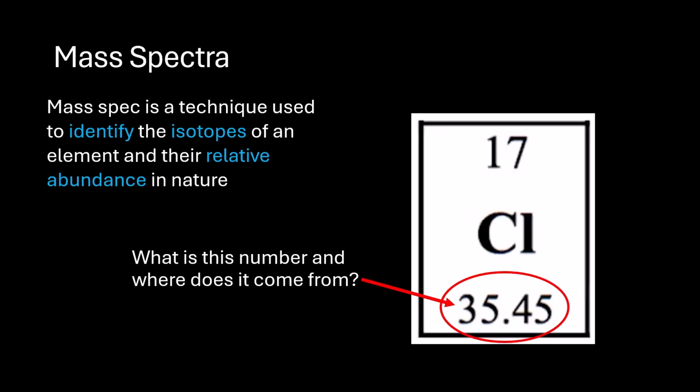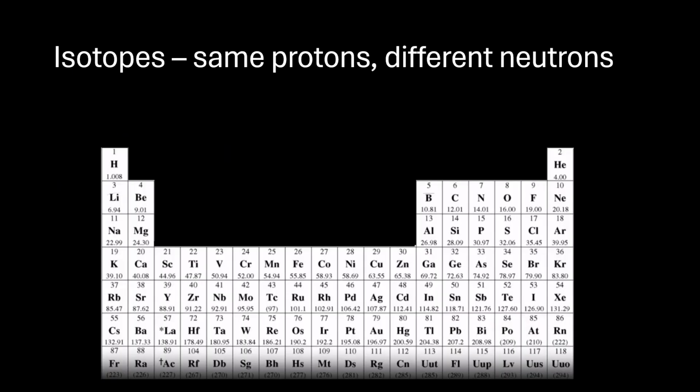Basically, mass spec is a technique used to identify the isotopes of an element and their relative abundance in nature. The next question then becomes, what is an isotope? Let's take a look at the periodic table to help us understand what isotopes are. Again, remember, isotopes: same protons, different neutrons. So how do we find this? Using the periodic table, it's going to give us a lot of information.